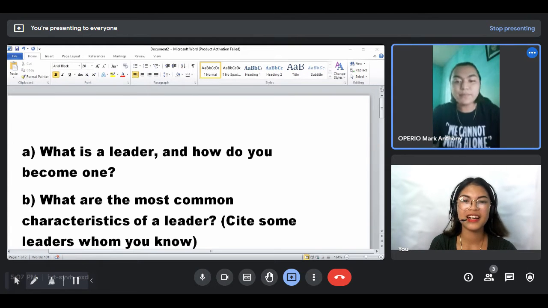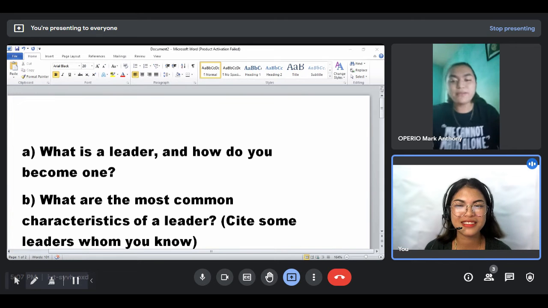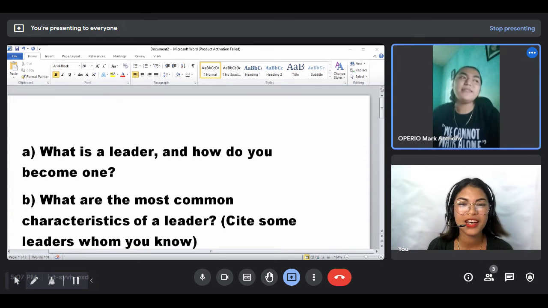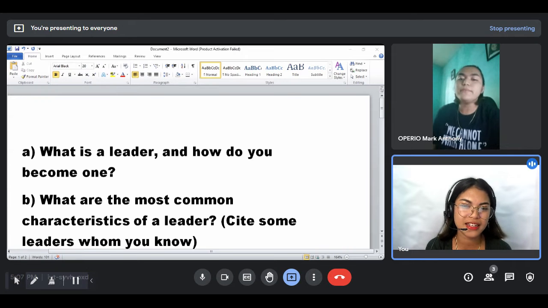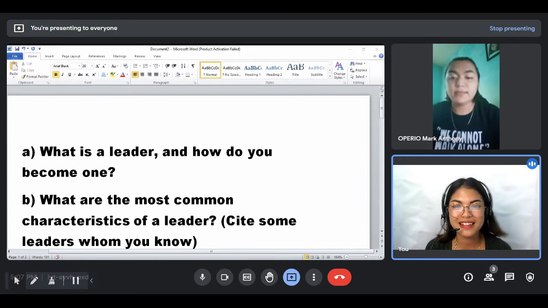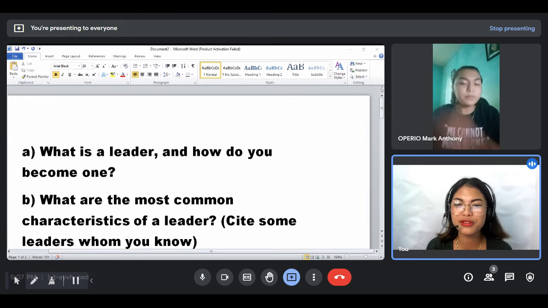For the letter A, what is a leader and how do you become one? According to my research, a leader is someone who does the right thing. They choose to, not because someone is looking or might notice, but because it's the right thing to do. And this often occurs in difficult or challenging circumstances. So a leader looks for solutions.